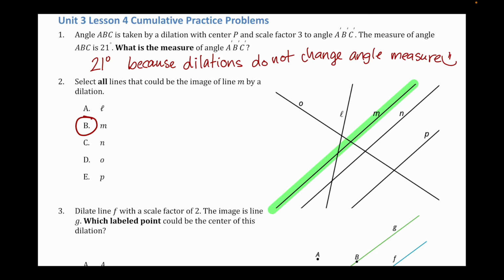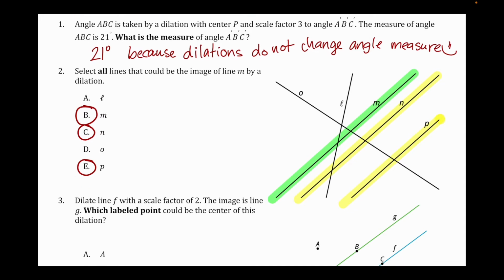Now, the other principle that we learned is that lines, when they're dilated, are parallel. So the only other ones I see that are parallel here are line N and line P. So those are my two other ones that are parallel. And let's find those in our answers over here. That's going to be options C and E. So to itself or to parallels.